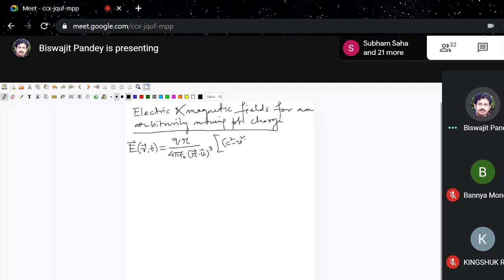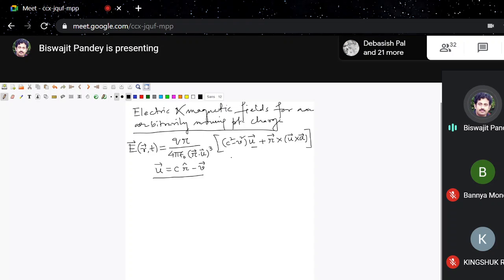C is the speed of light, v is the velocity of the moving point charge, u I shall write again, u plus curly r cross u cross a. A is the acceleration. And what is u? We defined u to be c times the unit vector r cap minus v. This u is given by this expression. Now, the magnetic field.